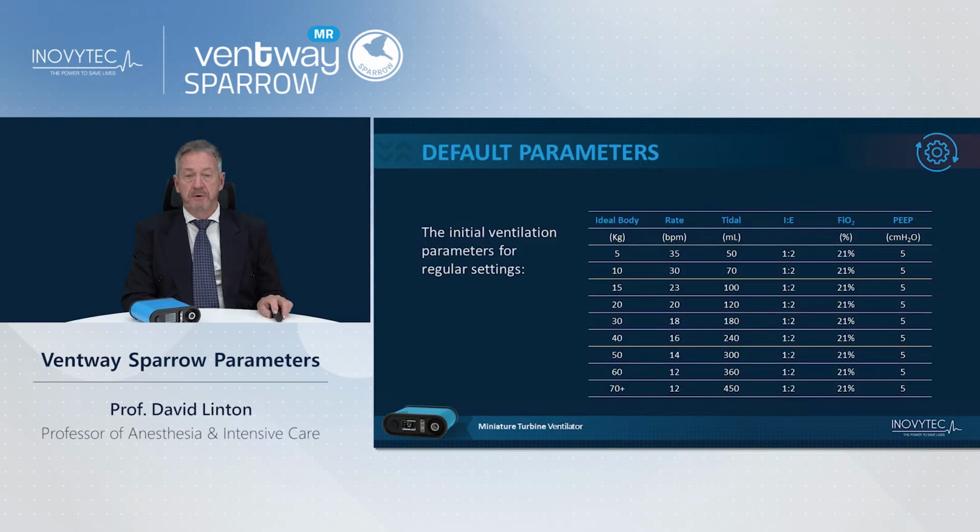First of all, and this is a very important slide, of the initial ventilator parameters for settings according to the weight. And you will notice that there are default parameters built into the machine for limits of rate, tidal volume, IE ratio, inspired oxygen concentration and PEEP level for every weight that you enter and start ventilation.